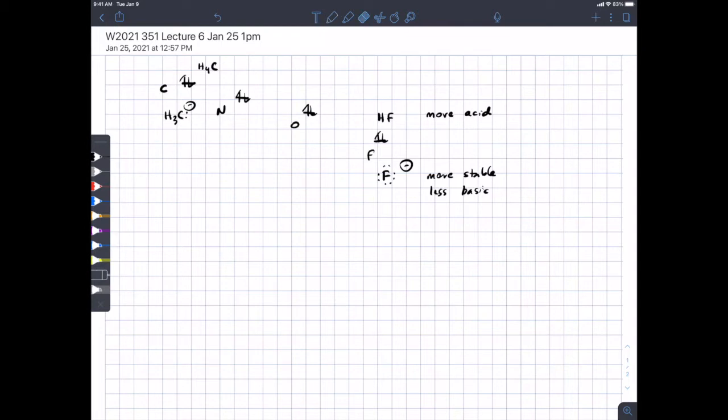But I don't really like that, and so maybe we'll go less reactive, happier, though I don't really like happier either because fluoride can't feel.